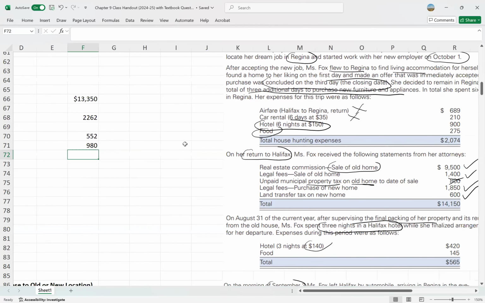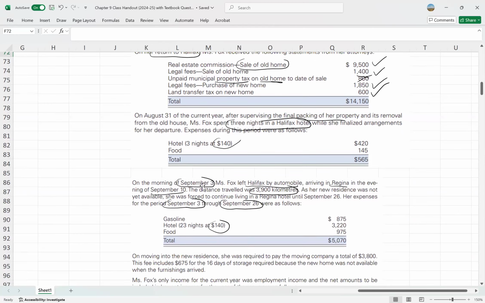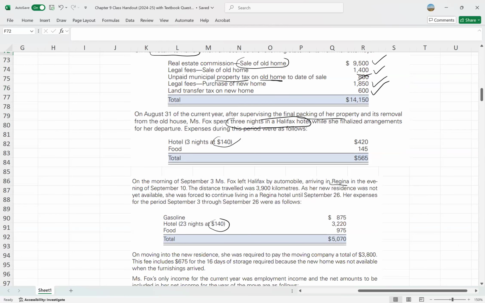So let's talk about what happens when she gets to Regina. When she gets to Regina, her new residence is not yet ready. So she's forced to continue staying in a hotel until September 26th. That's part of that 15-day maximum that we talked about. While she is now at her new location, she can't yet move in. So those days of meals and lodging, hotel, can be part of that 15-day maximum.